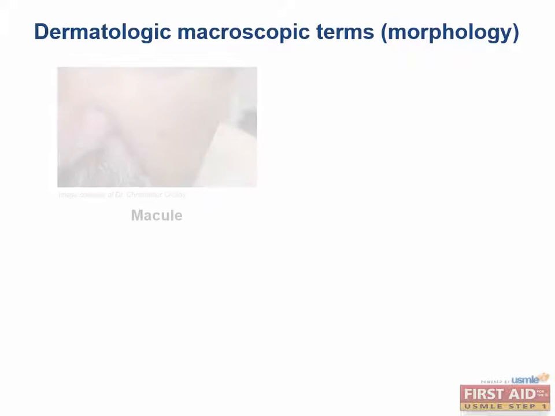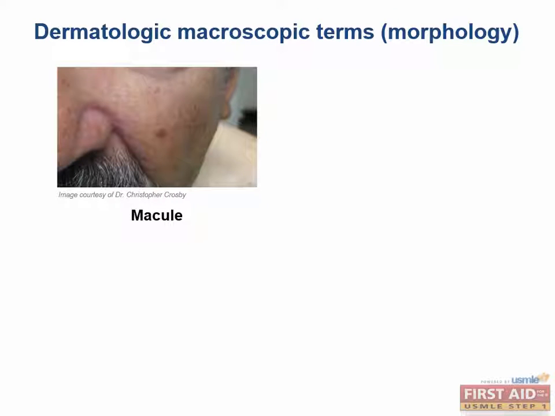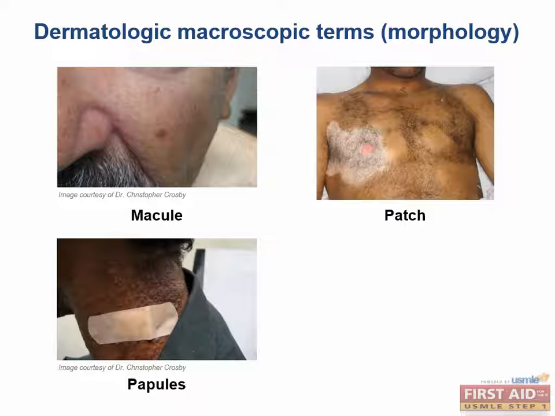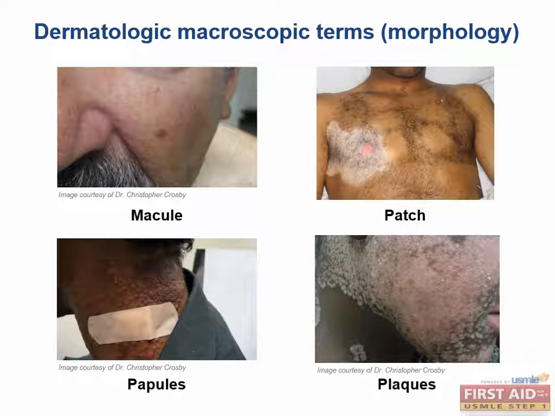It's the size. A macule is a flat discoloration of the skin that's less than 1 centimeter in diameter. However, if this discoloration were greater than 1 centimeter, it would be called a patch. Similarly, if this skin lesion were less than 1 centimeter, but now it was elevated, it would be called a papule. And if it were greater than 1 centimeter and it was elevated, it would be called a plaque.